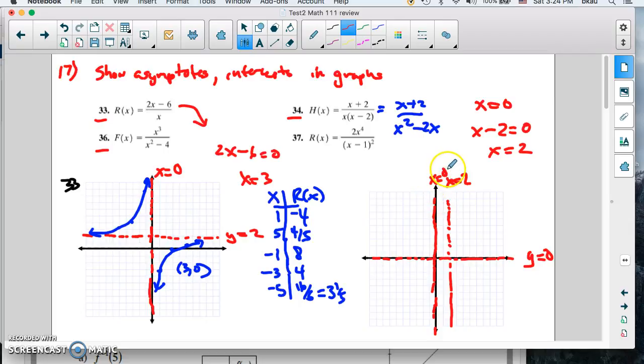All right, now we need to find the intercepts. So the only x-intercept is at -2. So we set the numerator equals 0, and then we get x equals -2. So it crosses here at -2.